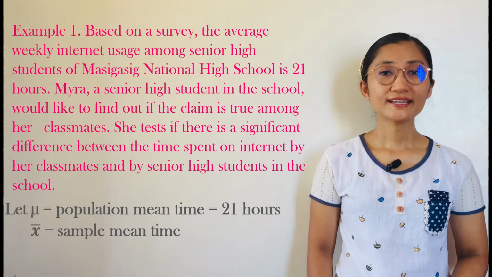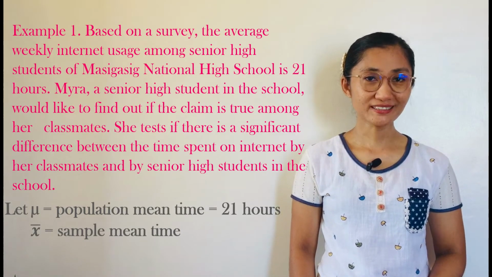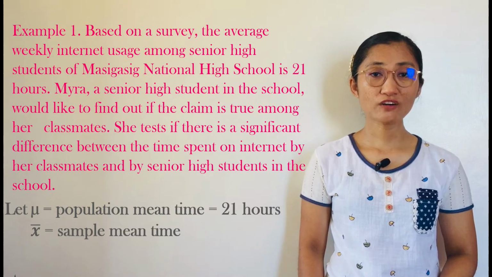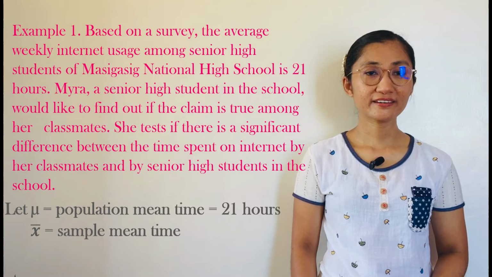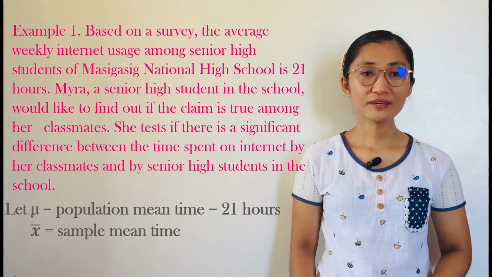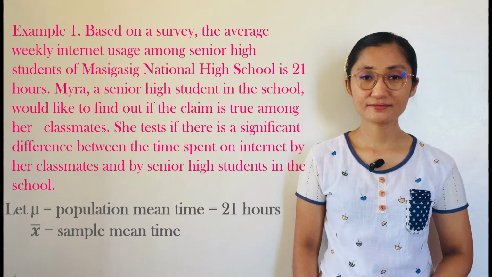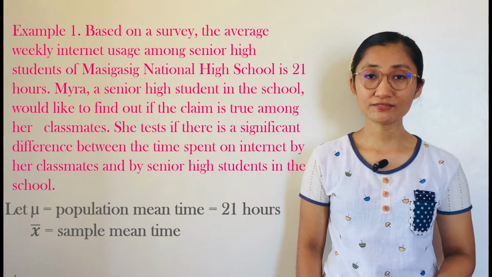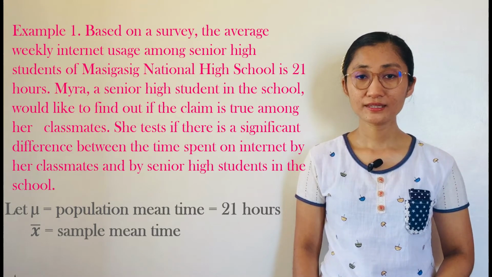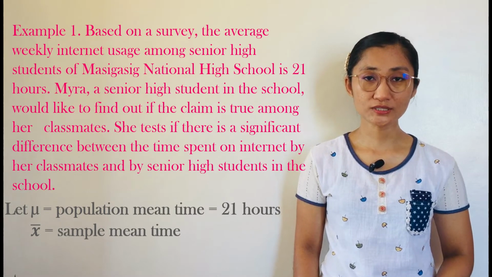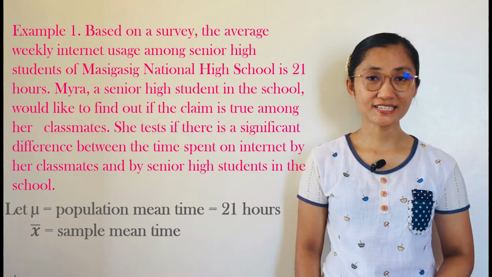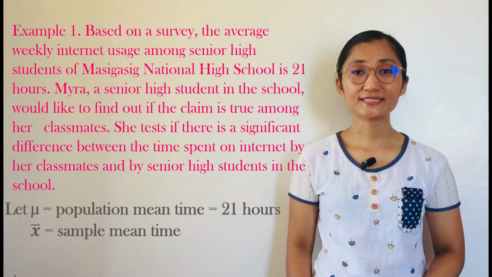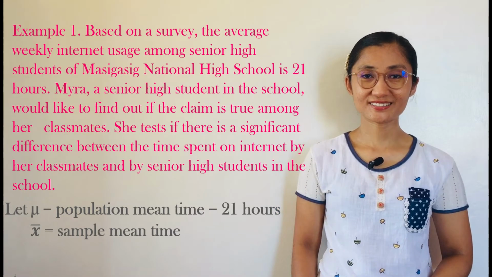For the solution, let mu be the population mean time or the average weekly internet usage of senior high students of Masigasig National High School, and let x bar be the mean time of Myra's classmates. The parameter, or the numerical quantity characterizing the given population in example 1, is the average weekly internet usage of senior high students in Masigasig National High School, which is 21 hours, or that is mu equals 21 hours.